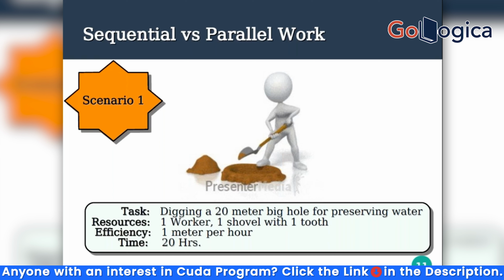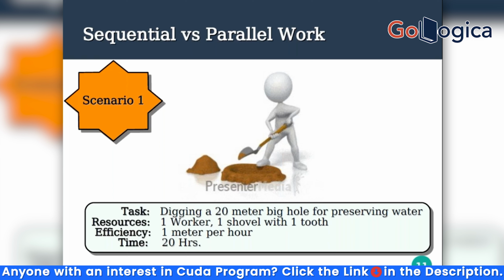So let's see one by one. In the first scenario, let's suppose we have a task. The worker is supposed to dig a 20-meter hole. Here we can focus on resources. We have one worker, that is the resource. Then the worker has one shovel with one tooth, right?